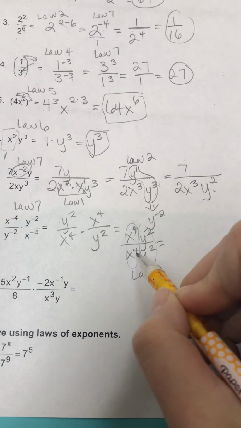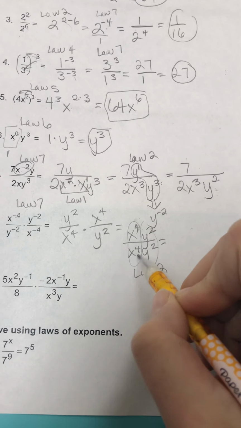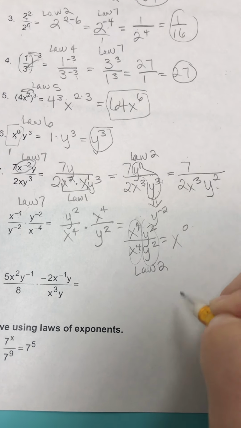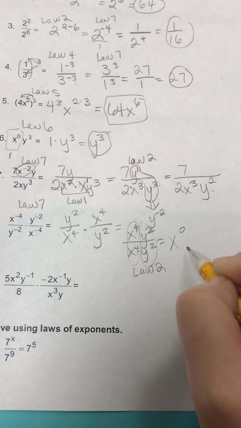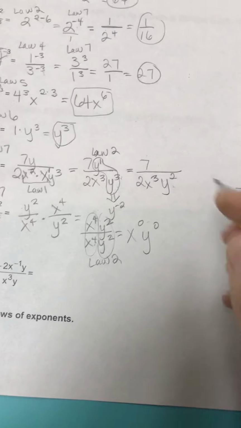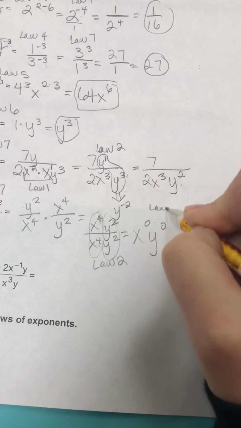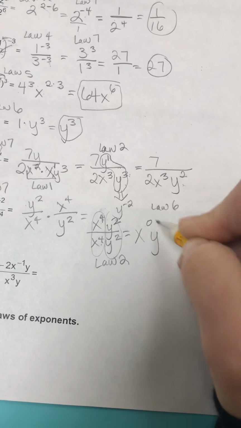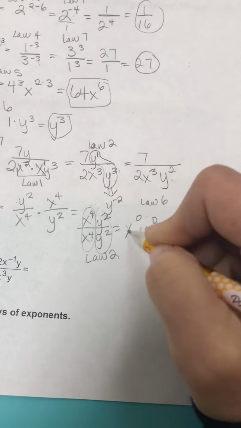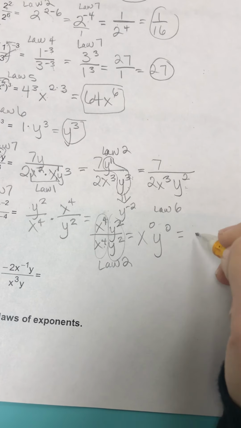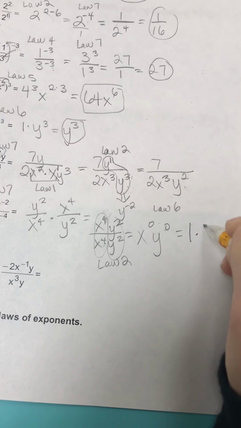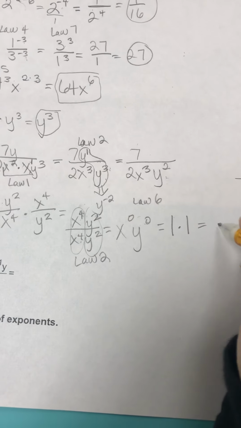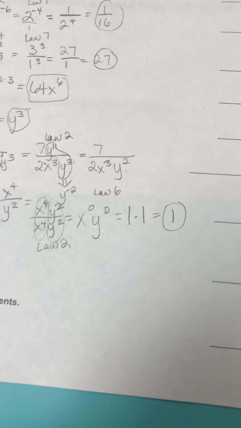And it says subtract them. So 4 minus 4 gives you 0. So you have x to the 0. And then 2 minus 2 gives you 0. So you have y to the 0. And in law 6, it tells us anything to the 0 power is 1. So that means you're going to have x to the 0 is 1, times y to the 0 is 1. So 1 times 1 gives you 1. So your answer is 1.